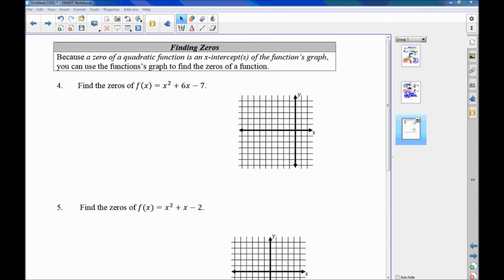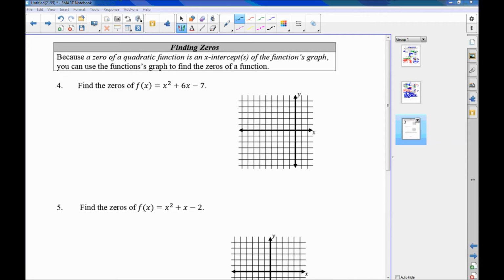On the last page, we have the directions finding zeros. So because the zero of a quadratic function is an x-intercept of the function's graph, you can use a function's graph to find the zeros of a function. So it's the same thing as before. So we're just practicing graphing and finding where it crosses. And let me remind you why it's the x-intercept.